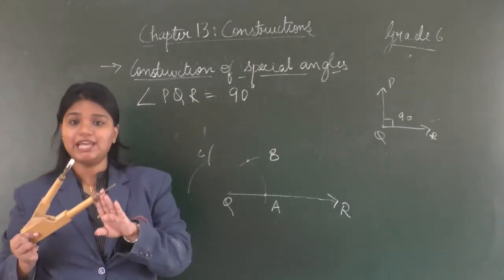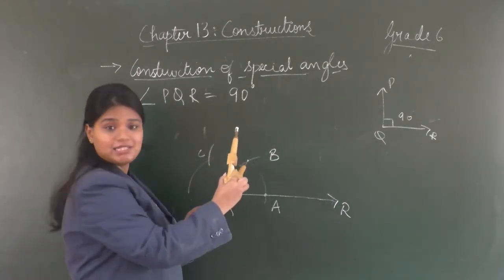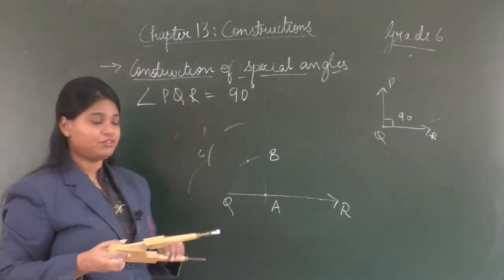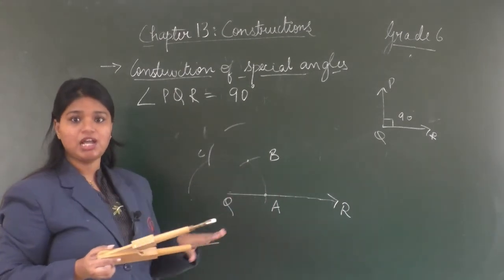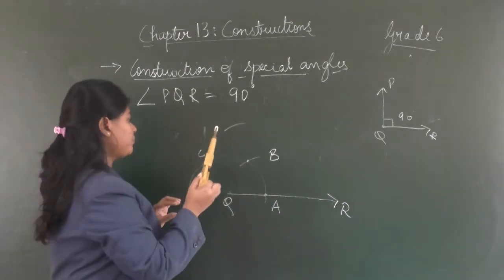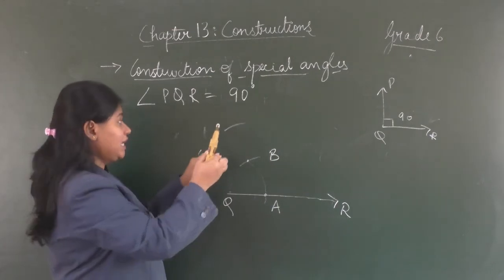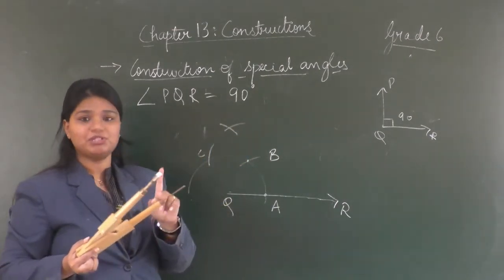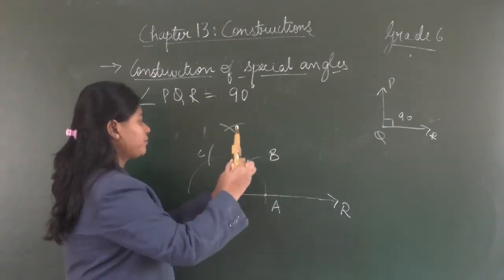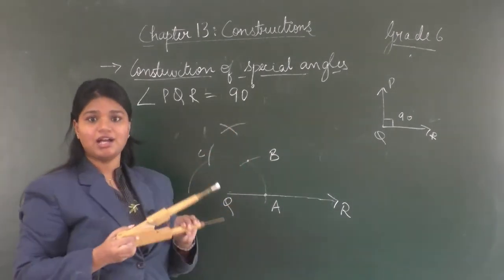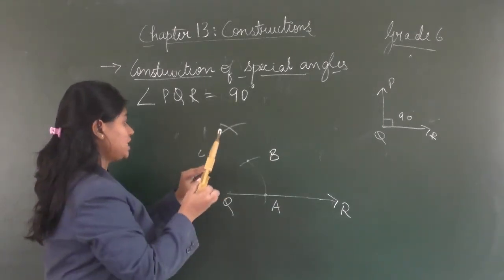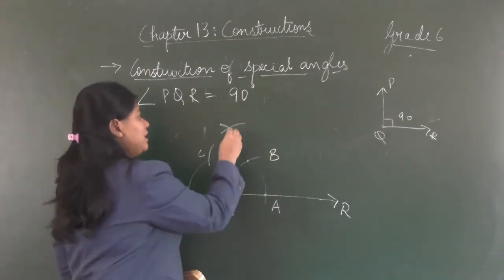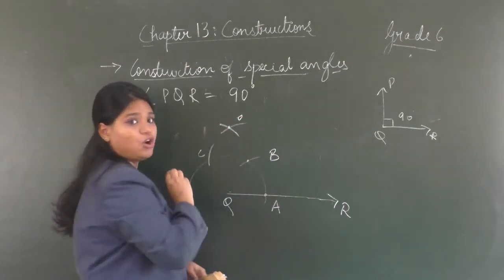What I will do, I will take the compass, I will place the needle and draw an arc above the previously drawn arc. Now again I will place the needle on point C and I will cut this arc. Okay, so what you will do, you will place the needle on point B, cut an arc. Again you will place the needle on point C with the same measurement and you will cut this arc. Let's name this as point O.